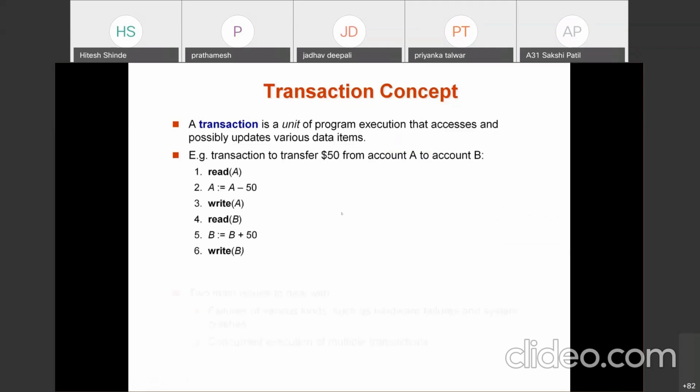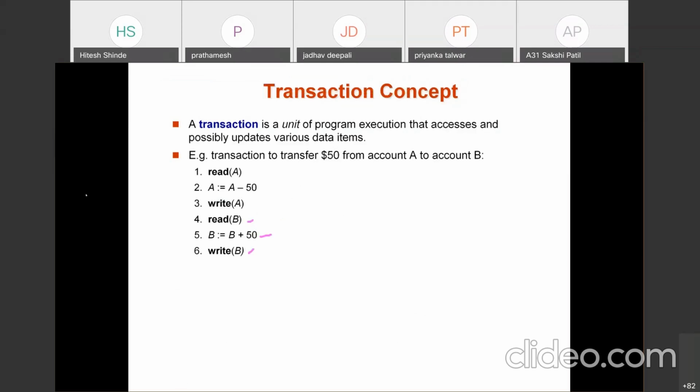Suppose we consider this transaction. Before starting with the properties, let us see how the transaction is written in the database. Here we are going to use simple read and write operations, nothing else. Read means it reads the value from account A. Then A = A - 50, since we transfer $50 from account A, so we need to subtract that amount from account A. Then write the value in account A, means update it. Then read from account B, B = B + 50, then write the value of account B, means update it.